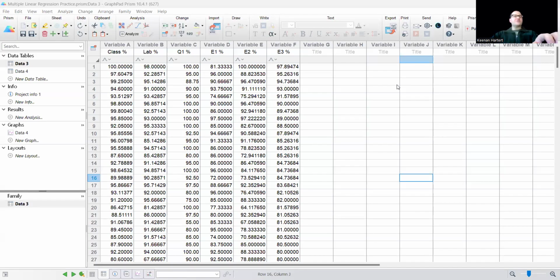I'm a biology professor at Mankato State University, or Minnesota State Mankato University, and I do cancer research and biology education research. And today in Prism, we're going to learn how to do multiple linear variable regression.